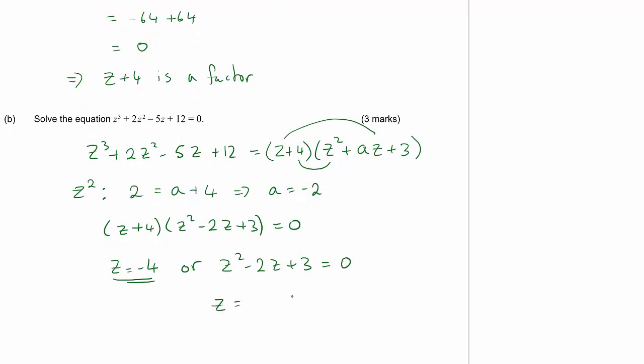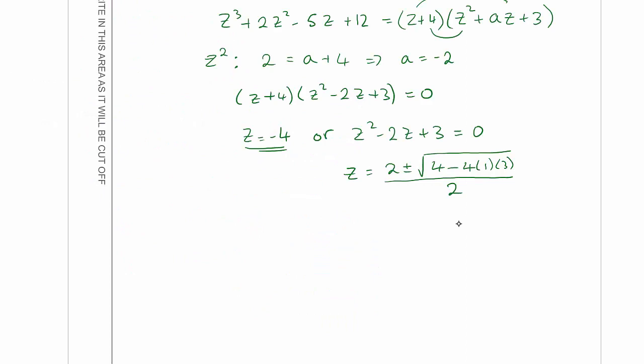So z would be equal to 2 plus or minus the square root of 4 take away 4 times 1 times 3, all over 2. So that's 2 plus or minus the square root of 4 take away 12, which is 2 plus or minus 2 root 2 i.